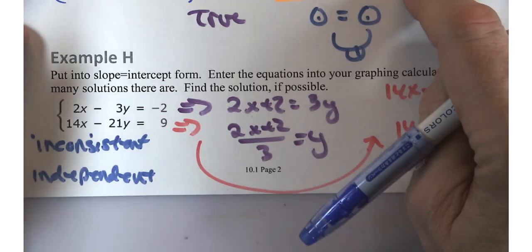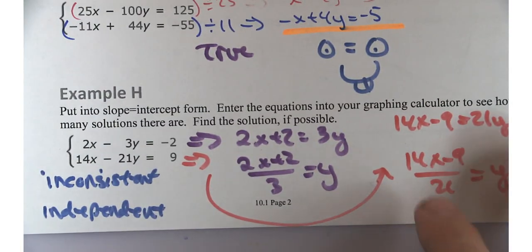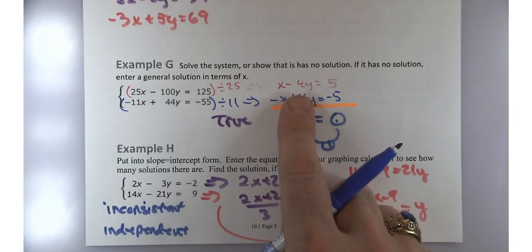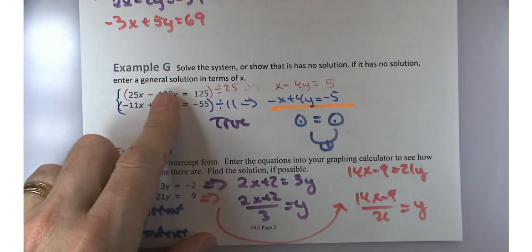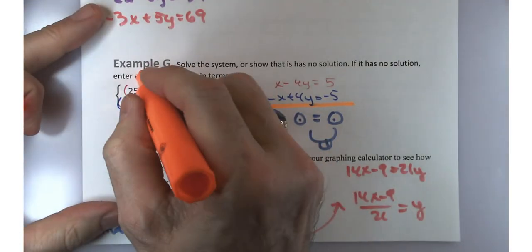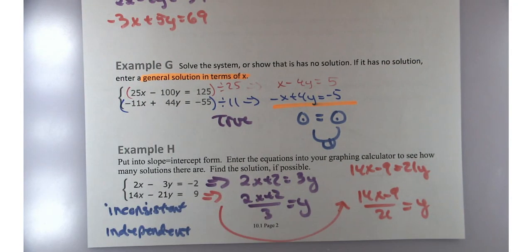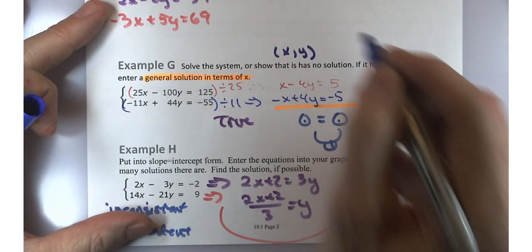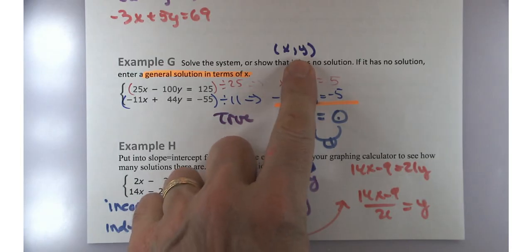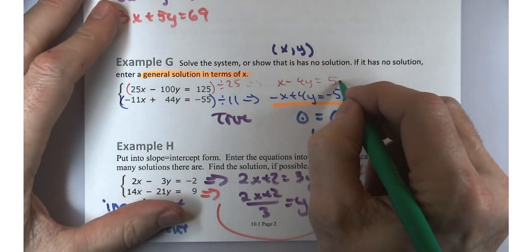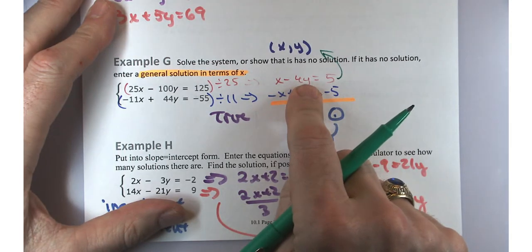Let's go back here for just a moment to example G and remind ourselves of how to write this general solution in terms of x. The solution to this system of equations is really just some pair of numbers x and y. But I want to characterize y. I want to write y as something. So let's take a look at this equation right here. Let's solve for y in this equation.